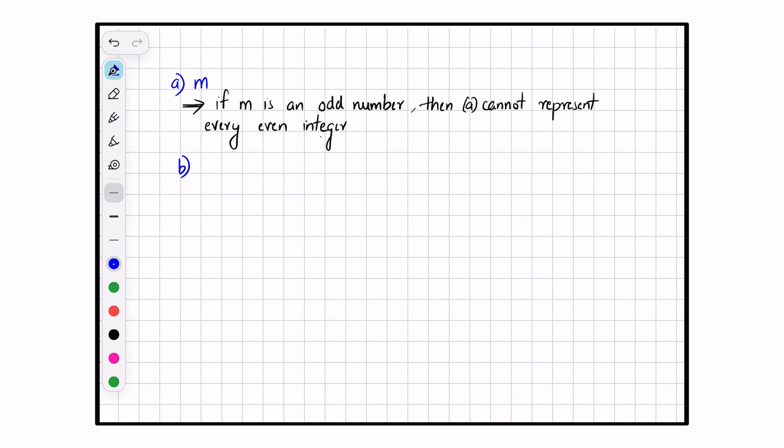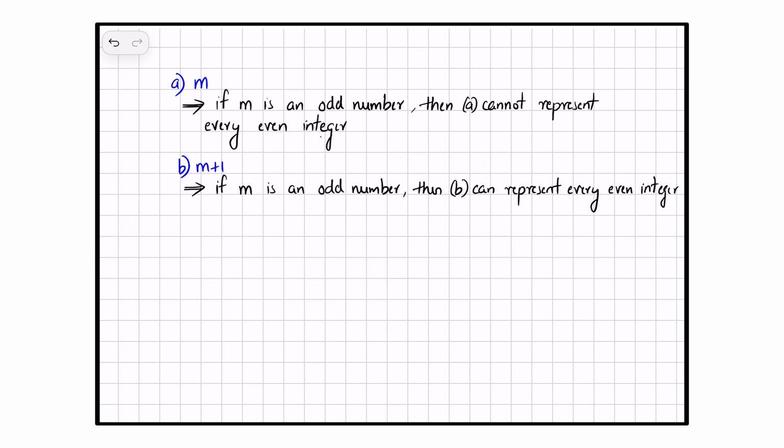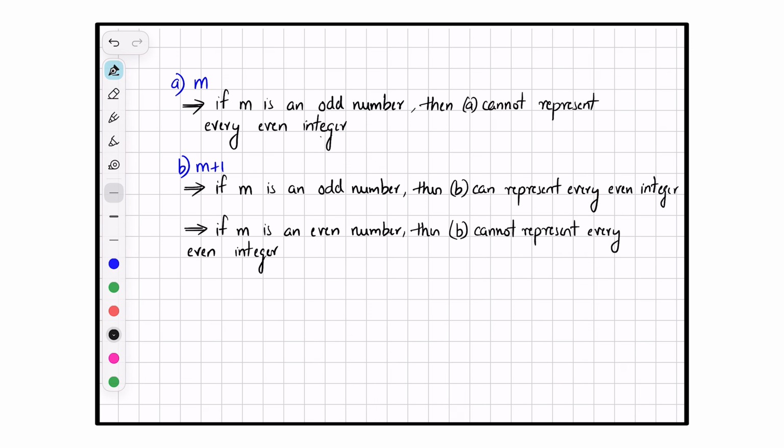Let us look at the second option. The first case is that if m is an odd integer, then m plus 1 will become an even number. That means option B can represent every even integer, but that is only the case when m is an odd number. What if m is an even number? If by chance m is an even number, then m plus 1, that is option B, will become an odd number, and it cannot represent every even integer. So option B is also a false option.